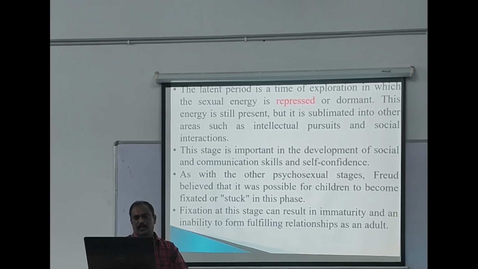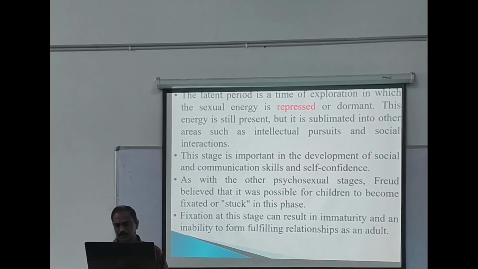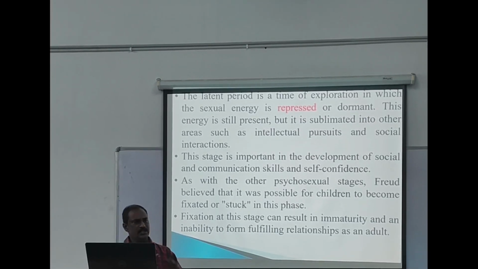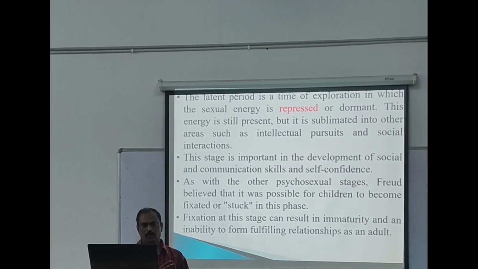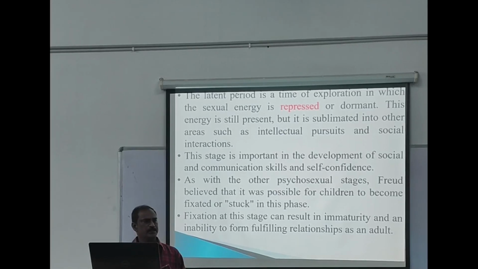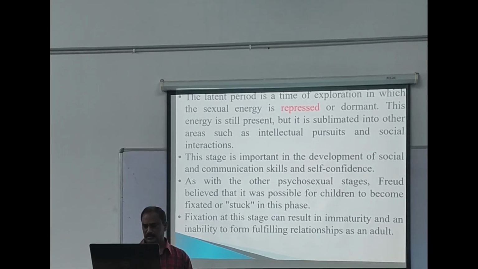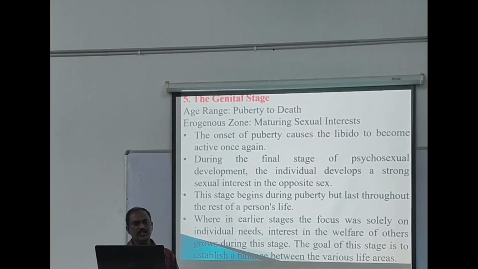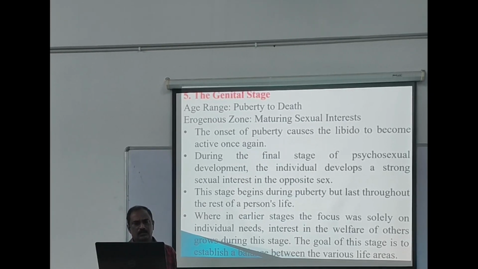So this is because of some immaturity and inability to form fulfilling relationships, but we can change it, no problem. We can change if we identify such type of immaturity and inability to form fulfilling relationships. We can change the students by proper guidance. Okay. And the last stage is the genital stage. Age range is puberty to death.